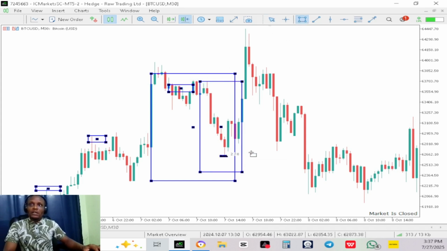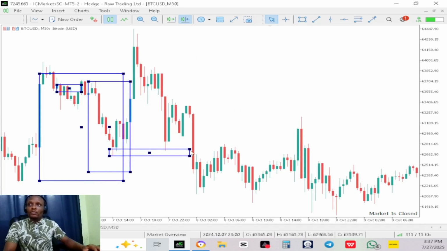Then coming back to this level here, we have a beautiful buy, which could have been around this level, having our entry right here. Our entry was supposed to be here from these two candlesticks, guys. So our entry was supposed to be there on the buy.